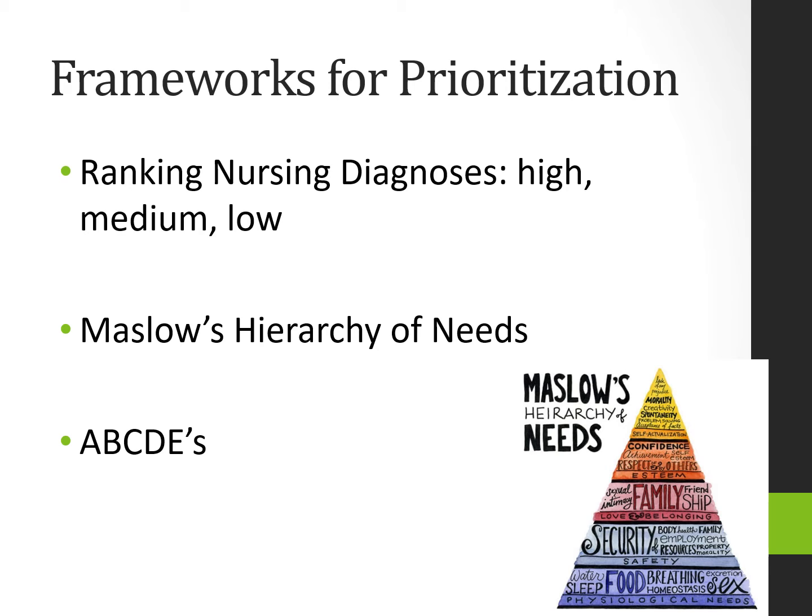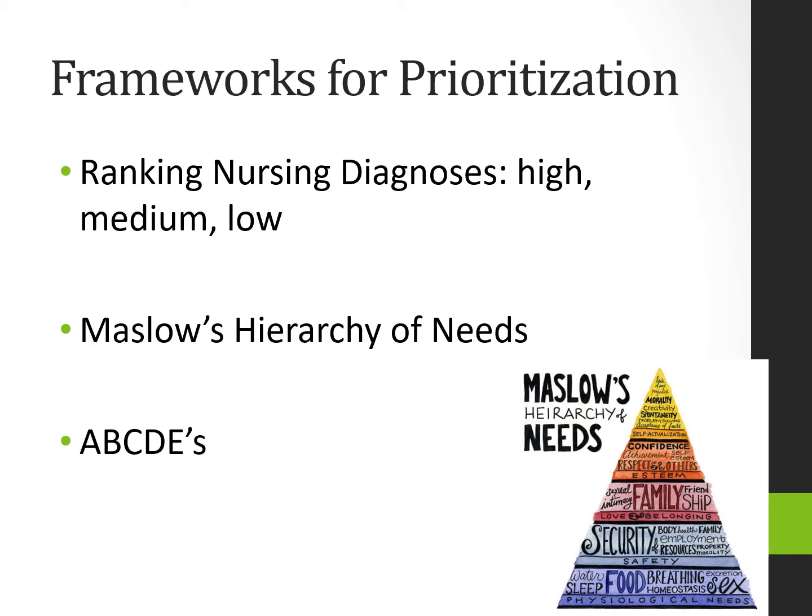Frameworks for prioritization. There are different frameworks for prioritizing your time. In terms of caring for patients, you will likely need to divide your time based on a patient's acuity. For example, you can use a nursing diagnosis ranking system, allowing you to separate patient care into high, medium, and low assignments. So this type of ranking system or acuity scale is often used by a nurse manager or charge nurse to divide out patient assignments.